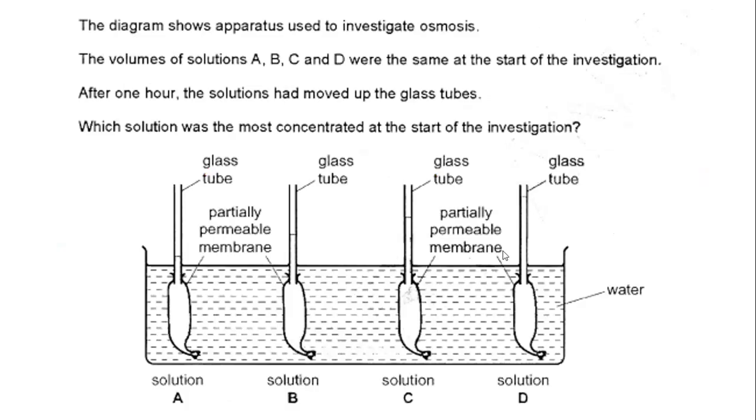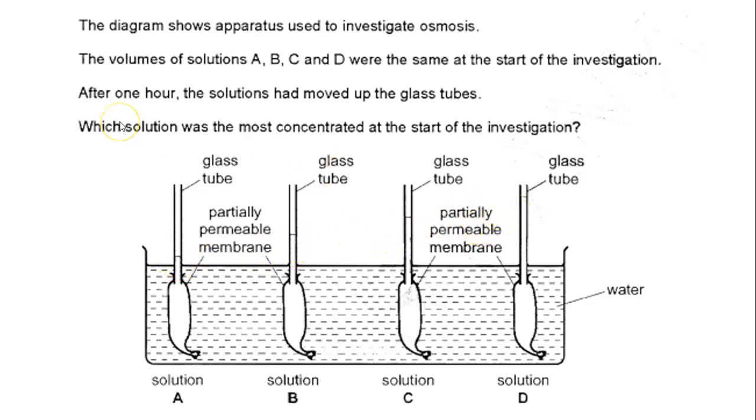The diagram shows apparatus used to investigate osmosis. The volumes of solutions A, B, C, and D were the same at the start of the investigation. After an hour, the solution had moved up the glass tubes. So, the givens are that inside those tubes that have membranes at their bottom, there are different solutions, and the water was the same amount, the same volume in all of them. Okay? And then after 1 hour, the water moved in all of the tubes.